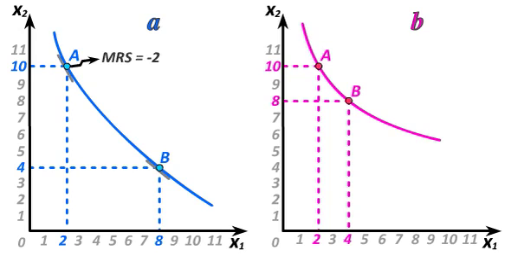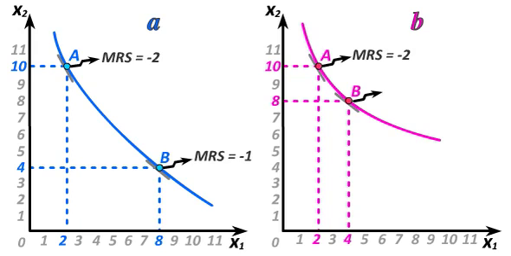In panel A of the graph, we've chosen bundles A and B such that the marginal rate of substitution changes from minus 2 at bundle A to minus 1 at bundle B. The change in the marginal rate of substitution as we move from A to B is therefore 1.